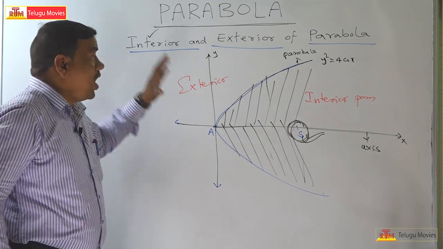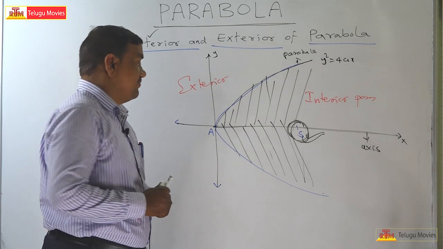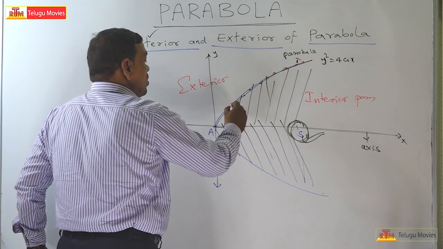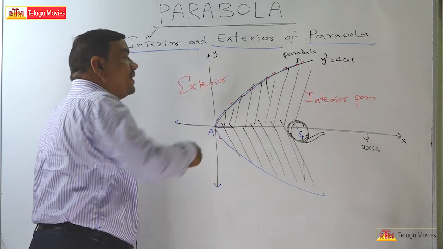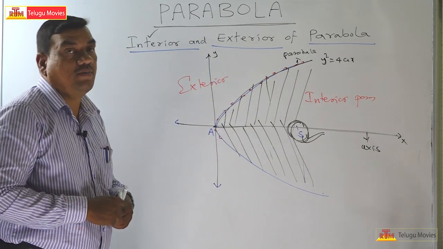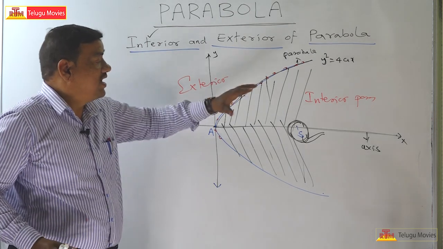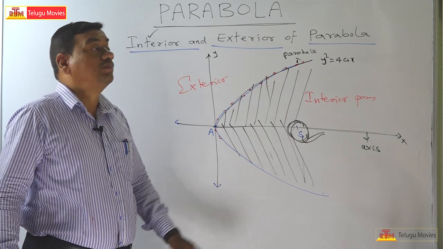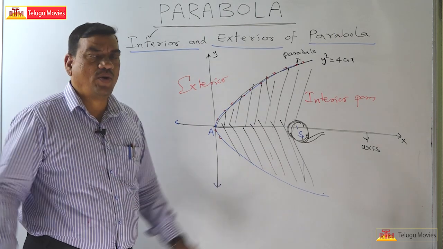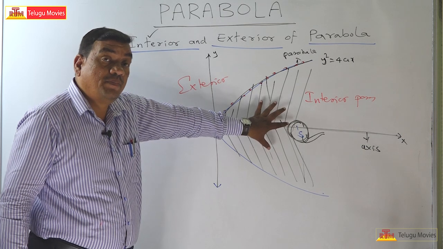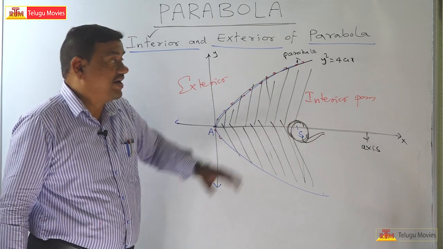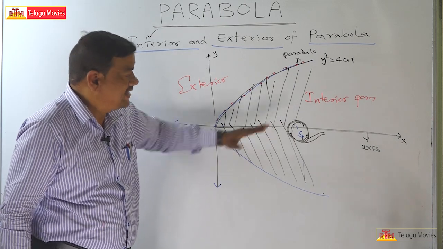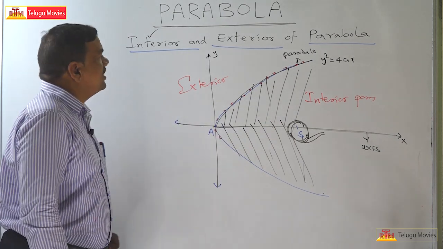Understand? On the parabola, everybody can say: the set of points which lie on the curve is called on the parabola. So we have seen the interior and exterior of the parabola, an open curve. If it is a closed curve, no problem. Only for an open curve is the definition required, that is the parabola and the axis. So this is called the interior of the curve.